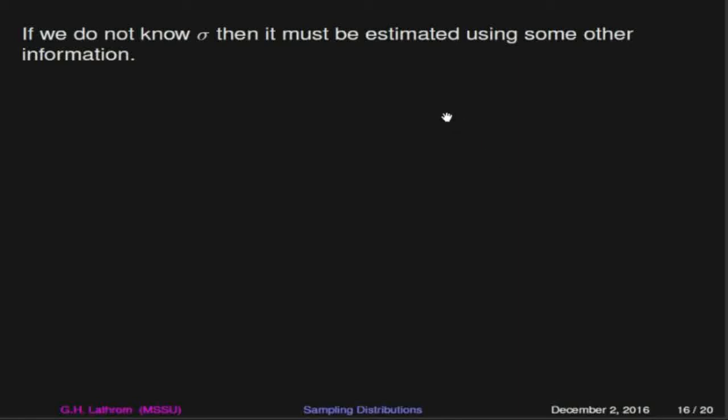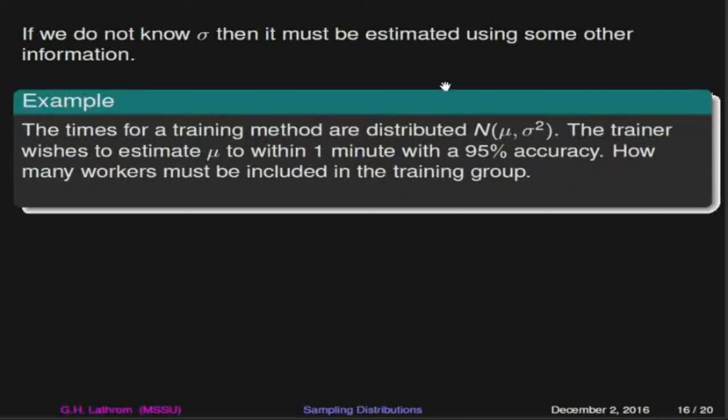So if we don't know sigma, then somehow we have to have some other information to be able to say sigma is going to have this value. So what if we don't know sigma? We need some other information to say this is what sigma is going to be.